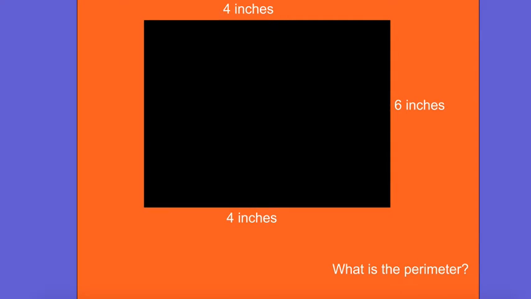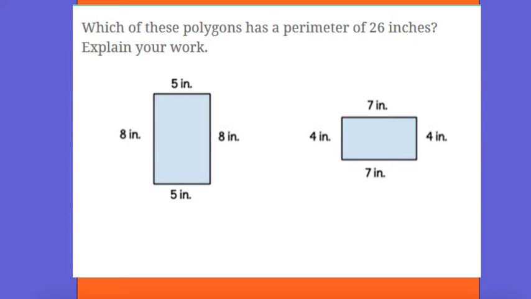Let me see if there's any other different ones I want to do. I think we'll practice the rest of these in class. Well, let's look at this one really quick. Which of these polygons has a perimeter of 26? Explain your work. Well, let me see. I don't know what the perimeter of any of them are, so I'm going to go ahead and find them.